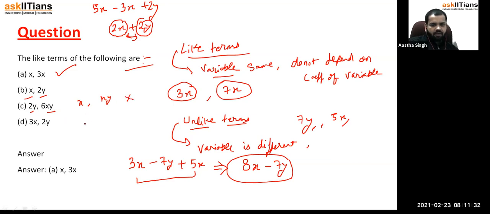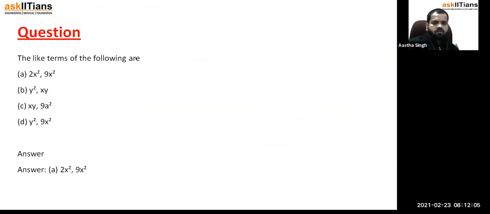Here is your x and y variable. It does not depend on the coefficient, whatever the coefficients of your variable. So x and y both are different variables, so unlike terms. Here also your x and y. So your unlike terms. I think you got the question right. Okay, so here the variable is x in the first term and also variable x in the second term. So yes, it is like terms. I think the point is clear. It does not depend on your coefficient. So like terms are the following.